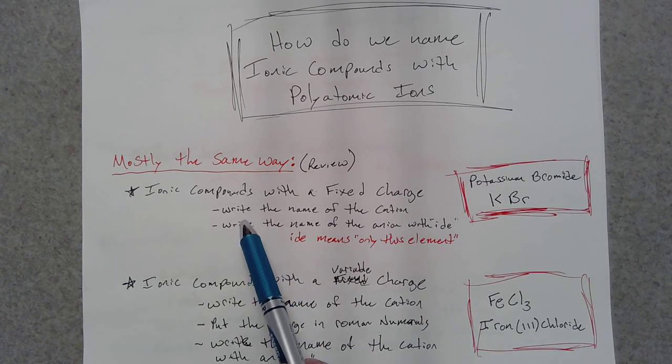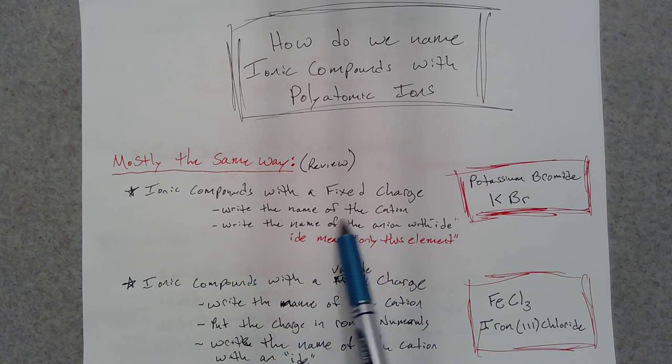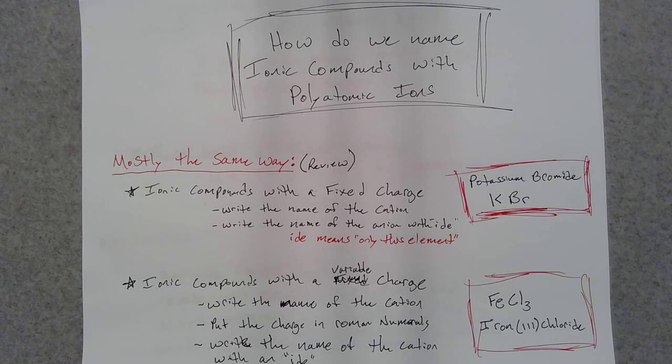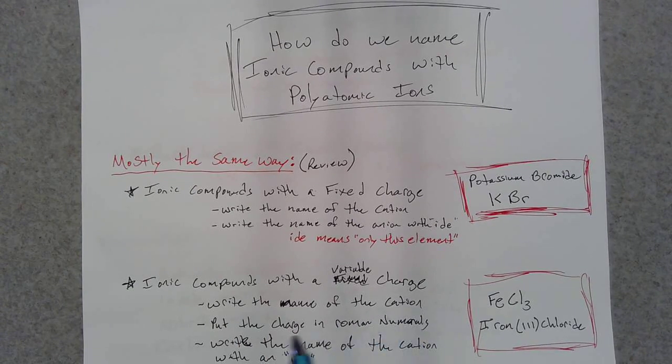With ionic compounds with a fixed charge, we just write the name of the cation, write the name of the anion. Done, easy. Then with the transition metals, we write the name of the cation, we put that charge in Roman numerals to let people know what it is, and then we write the name of the anion, again with an -ide ending.